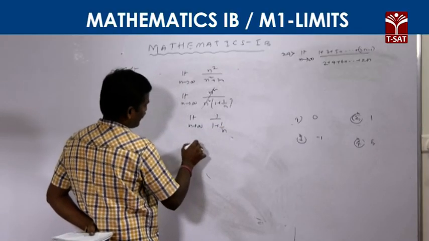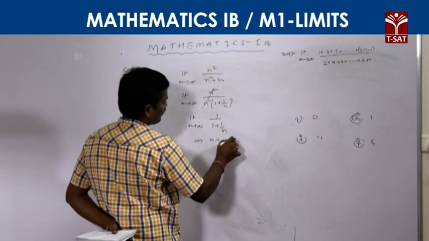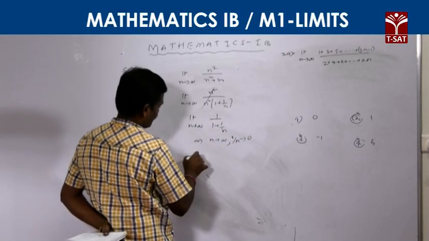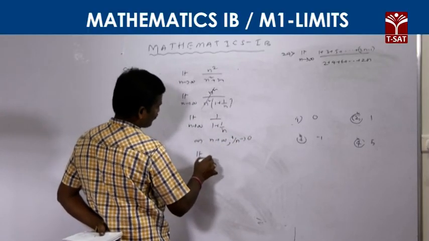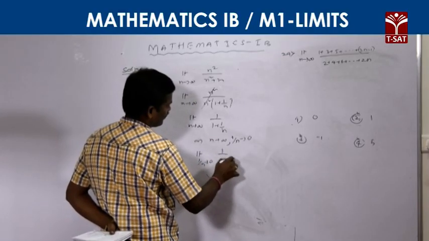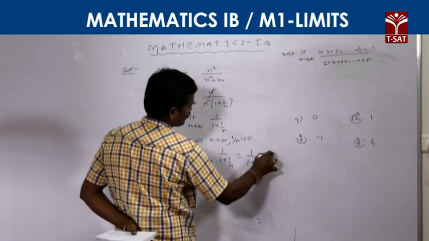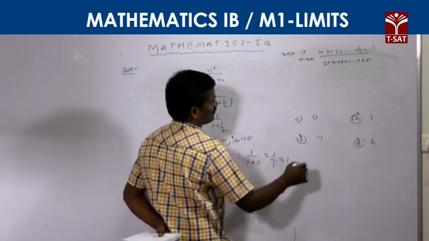Here as n tends to infinity, 1 by n tends to 0. So the limit of 1 by n tends to 0, giving 1 by 1 plus 0, so that is 1 by 1. The answer is 1.